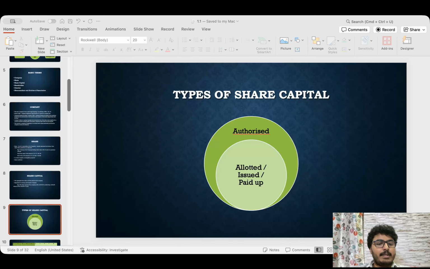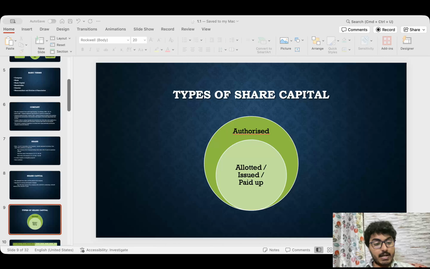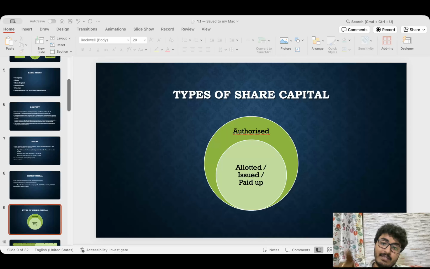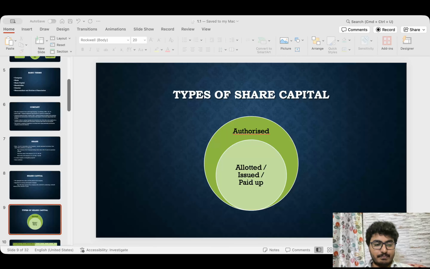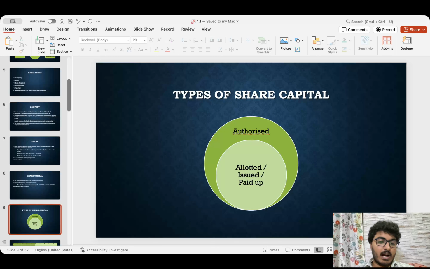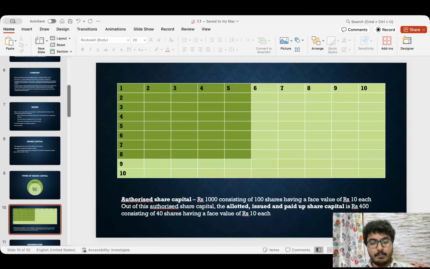Now, authorized share capital means the maximum capital that the company is permitted to raise. Issued and allotted refers to the portion that is offered to the investors. Paid-up capital is the amount actually received by the company from the shareholders. For example, if authorized capital is rupees 1000 consisting of 100 shares, but only 40 shares are issued and fully paid up, then the paid-up capital becomes 40 into 10 rupees. That means 400 is the paid-up capital.